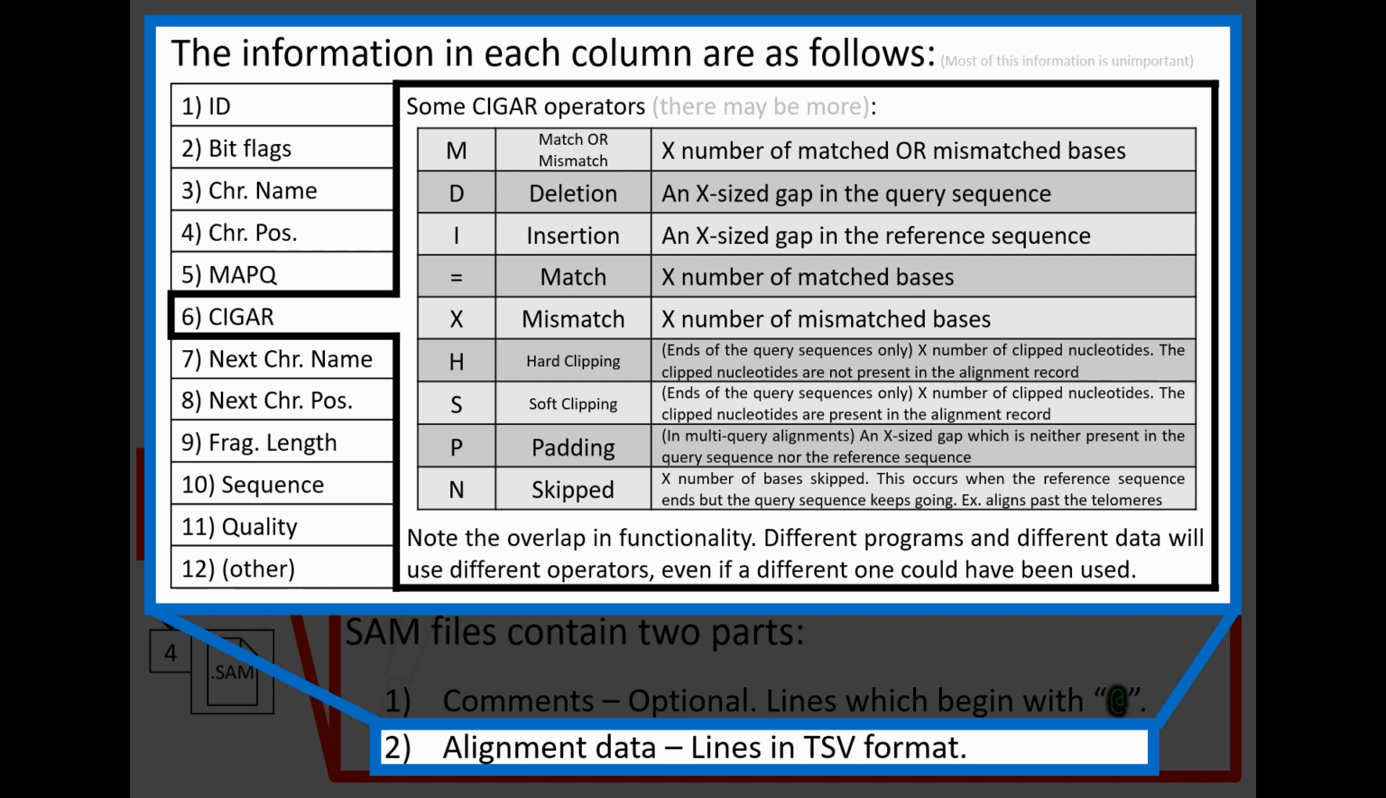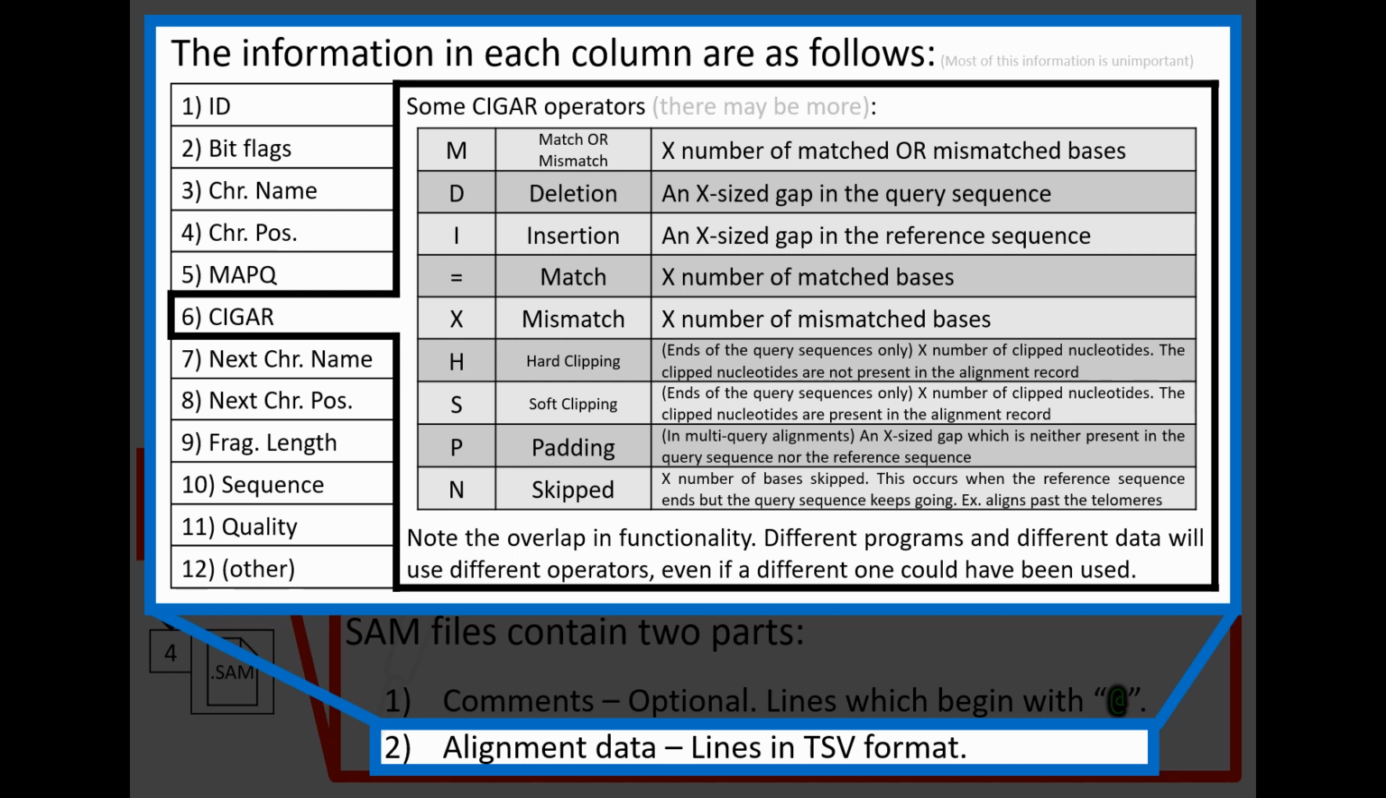An M is used to denote nucleotides being paired up, whether that pairing is a match or a mismatch. A D denotes a deletion or gap in the query sequence. An I denotes insertion or a gap in the reference sequence. An equal sign denotes matching bases, while an X denotes mismatching bases.